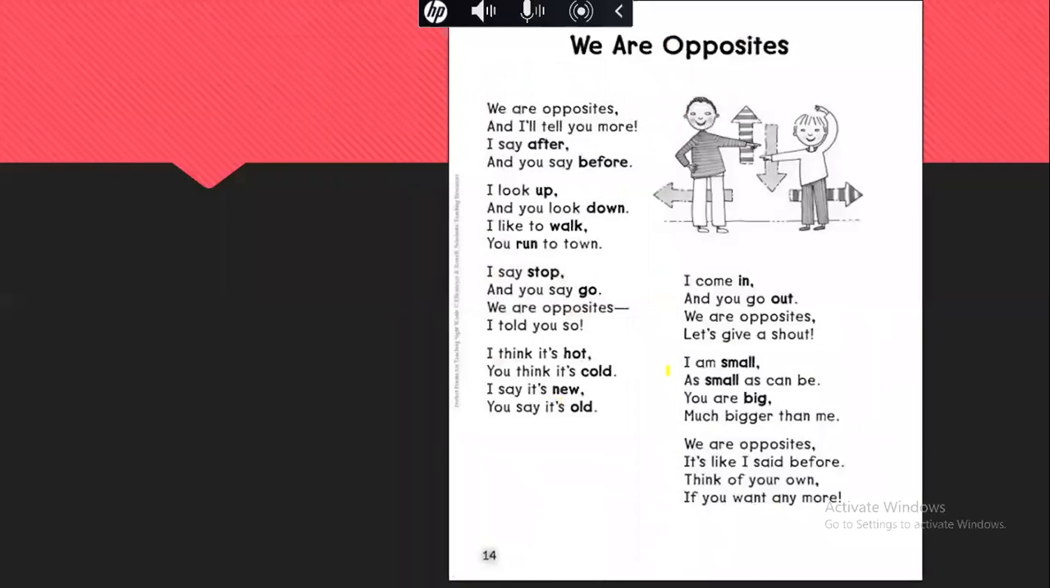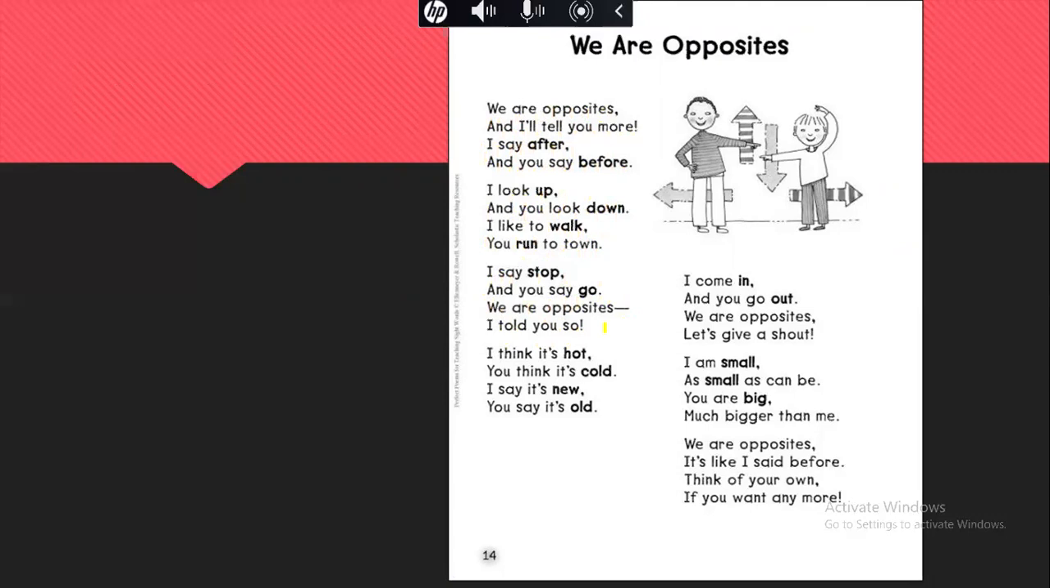We are opposites, all I'll tell you more. I say after, and you say before. I look up, and then you look down. I like to walk, you run to town. I say stop, and you say go. We are opposites. I told you so.